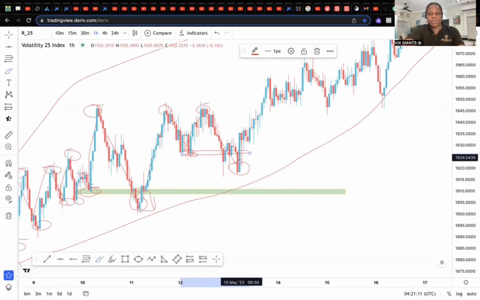So we still maintain, we push back up, creating a higher high, taking out our previous structure to the left, right?